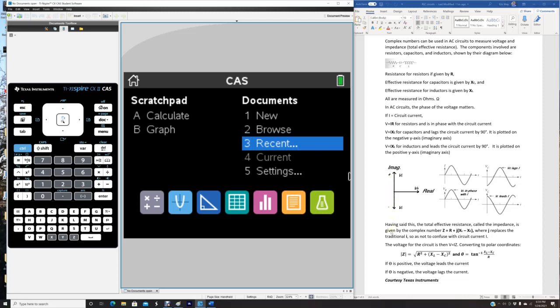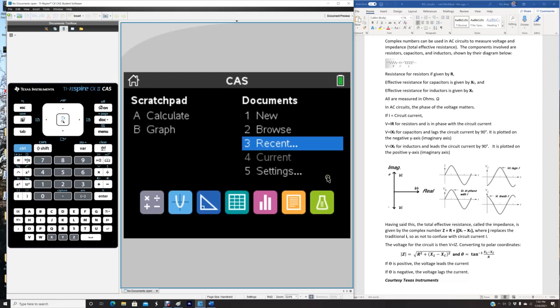So having said this, the total effective resistance is called the impedance, and it is given by the complex number Z, which equals R, the resistance, plus, and here's the complex part, X sub L minus X sub C, times j, where j here replaces the traditional i we use, so as not to confuse it with the circuit current I. The voltage then for the circuit is simply V equals IZ.